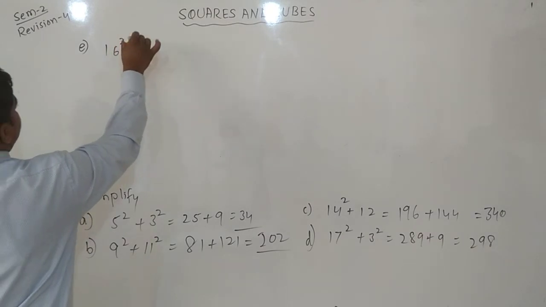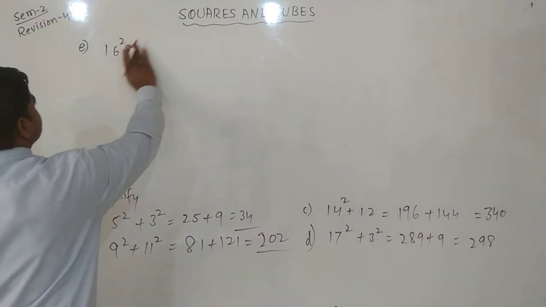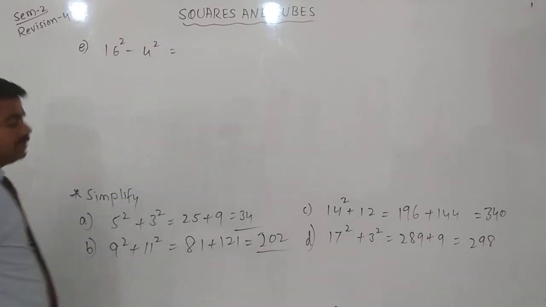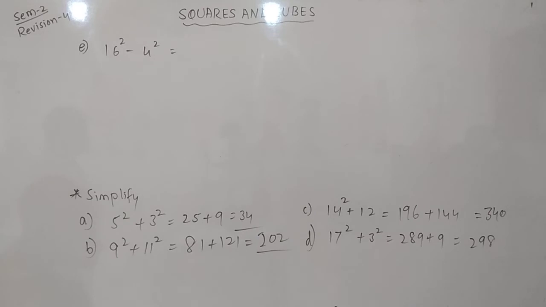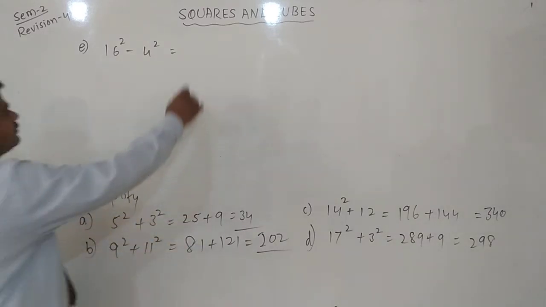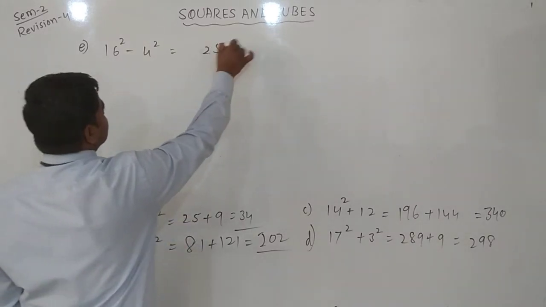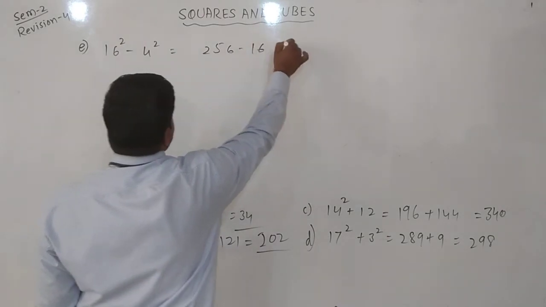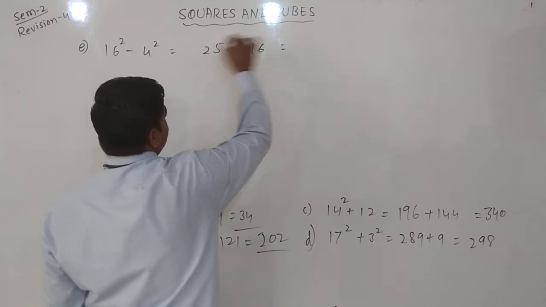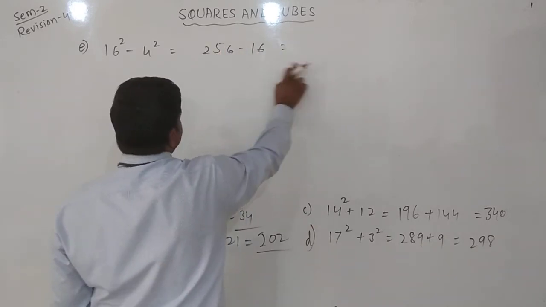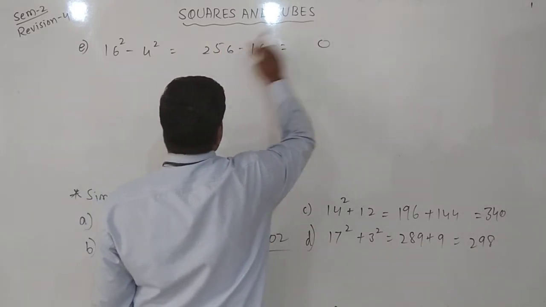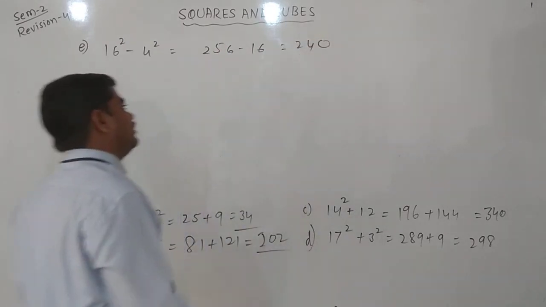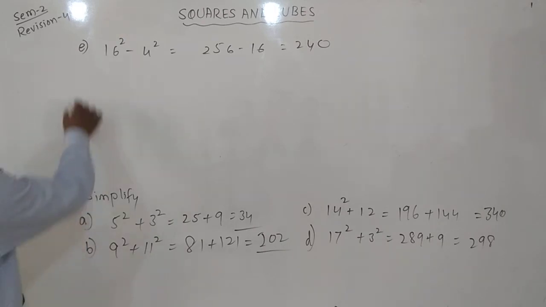16 square minus 4 square. Yes, we can write, what is the 16 square? 256 minus 4 square, 16. What is the answer? 6 minus 6, 0. 5 minus 1, 4. 2 minus, there is no number, then we can write 240.